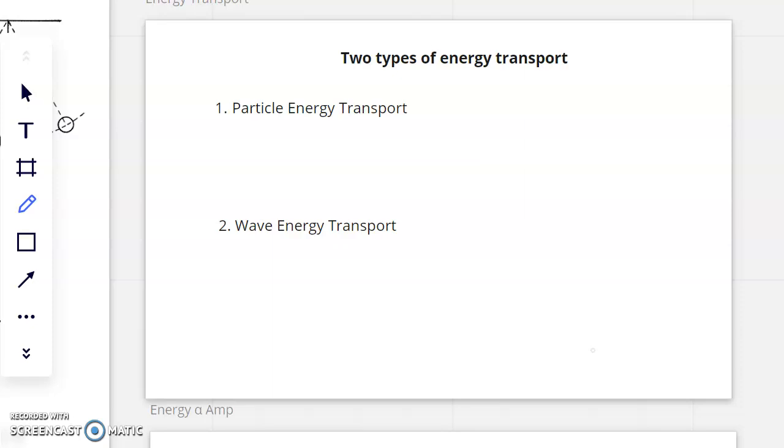wave energy transport. And with particle energy transport, that's like throwing a baseball. Say we had a person standing here and a person over here that was going to catch the baseball. This person could do work on the baseball and apply a force for a displacement, causing a change in the kinetic energy. And that baseball can travel over here, and it can do work on the person catching it. Energy made the trip from left to right, but so did matter. In the end, the baseball is over here.